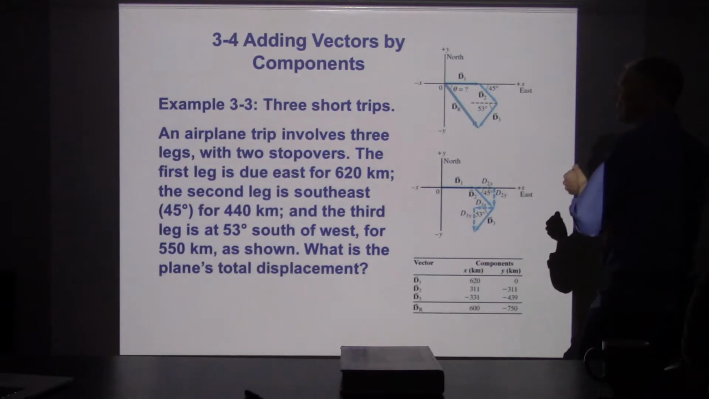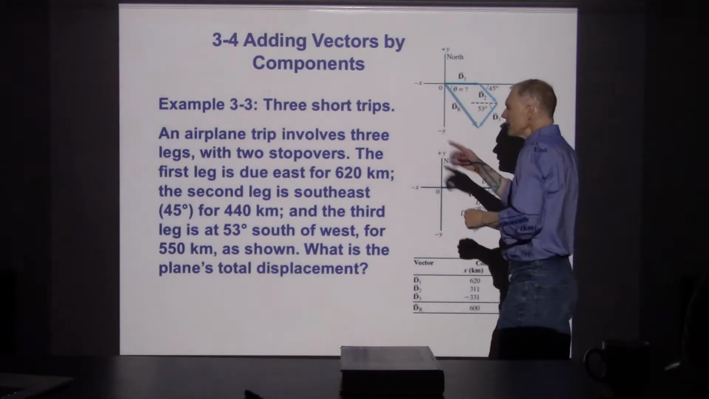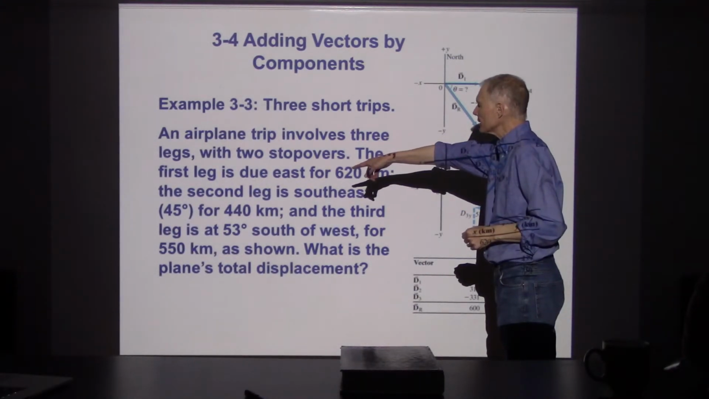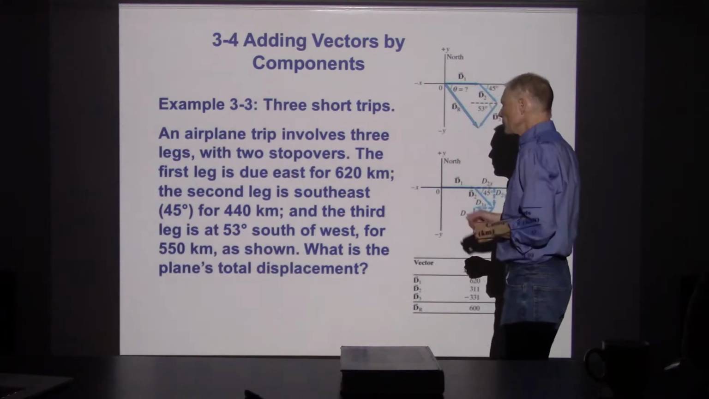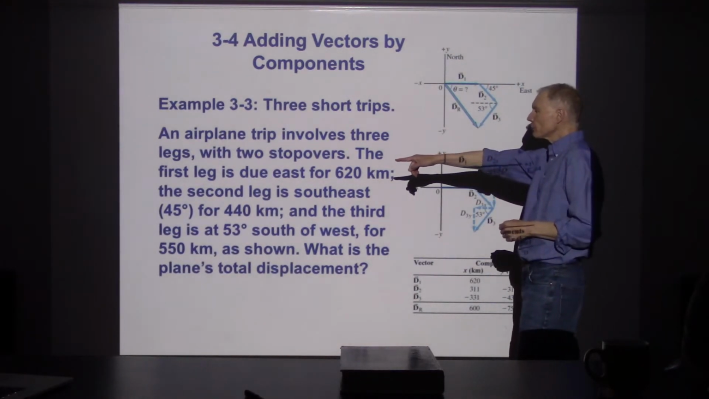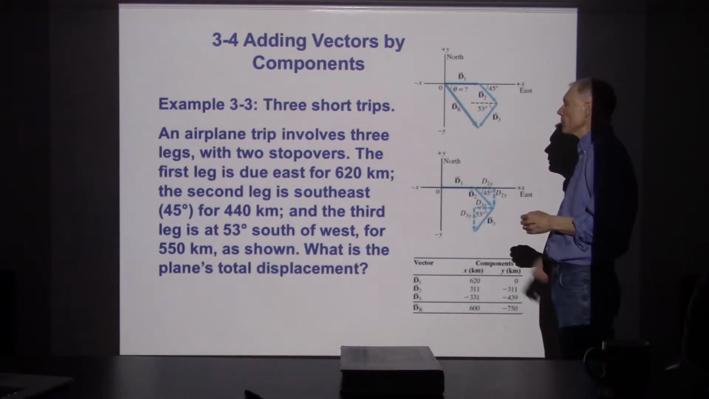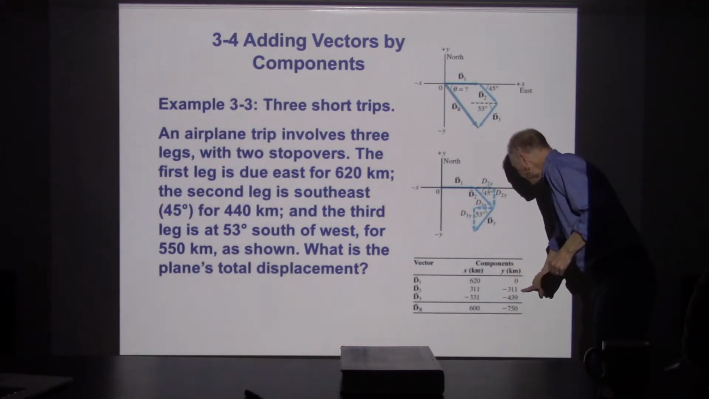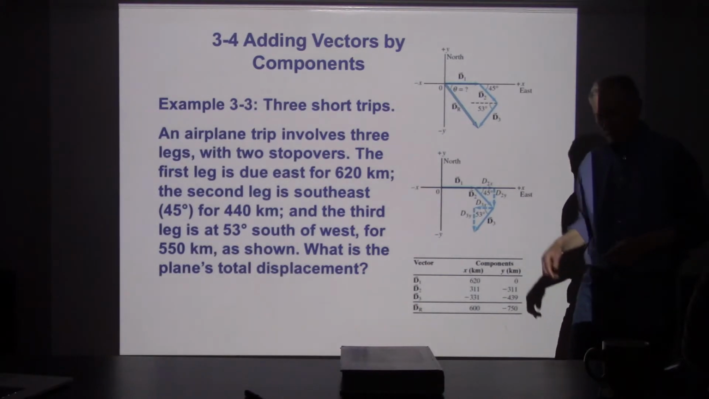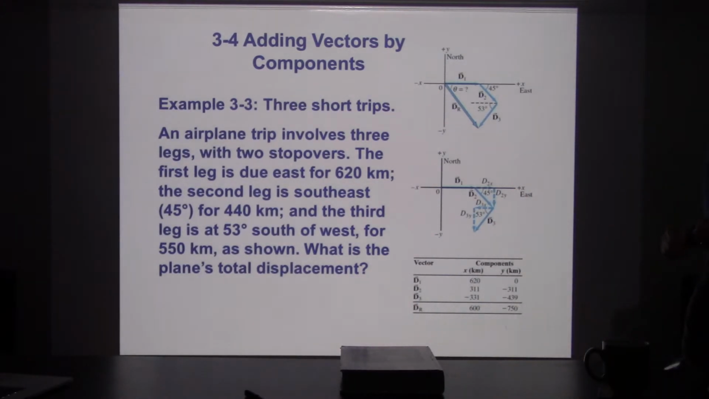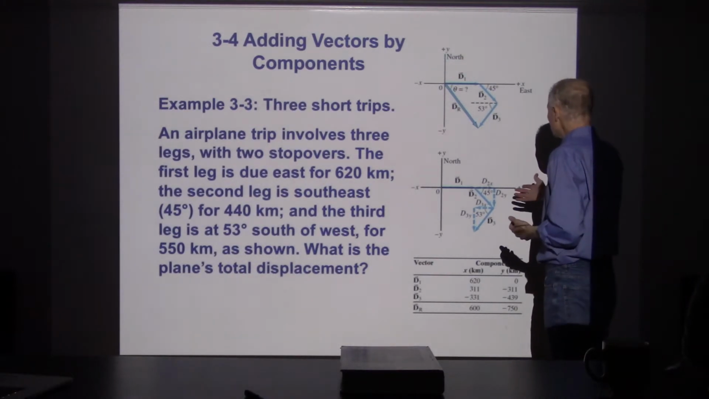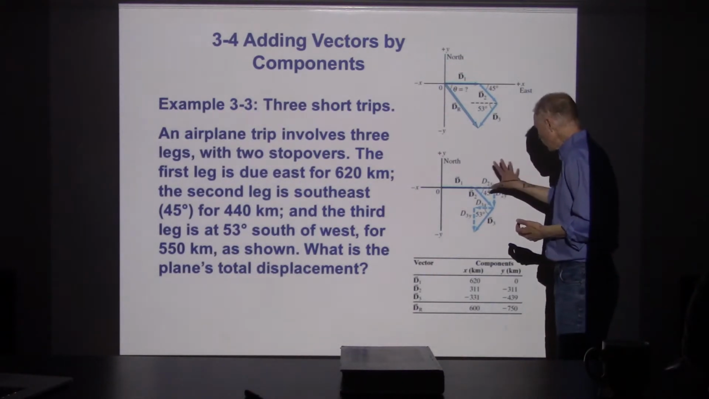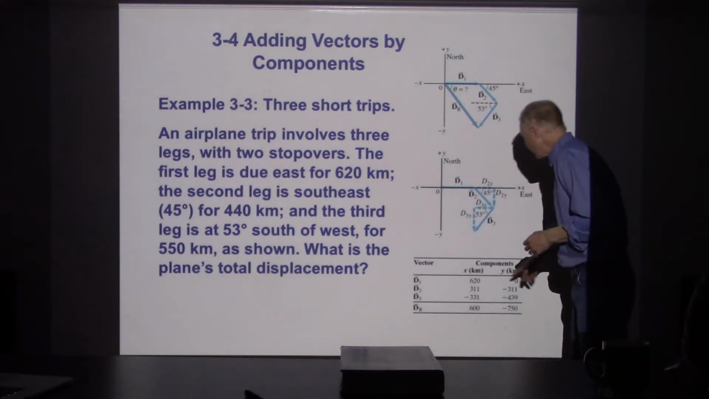The next one was at 45 degrees. Now, I'm going to have to use sines and cosines to calculate that. The sines and cosines of 45 are going to give me the same number, and then I multiply that by the 440, and that gave me 311 in the x and 311 in the negative y. So here I do have to keep track of plus and minus signs in my x and y directions.